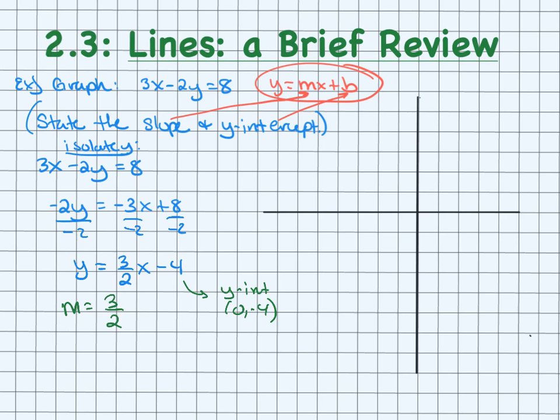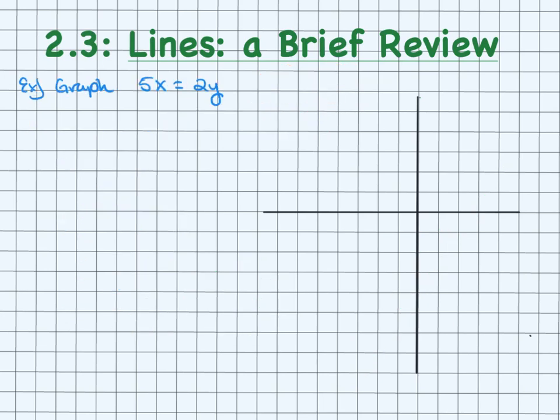So we're going to start at 0, negative 4. 1, 2, 3, 4. And we're going to travel up 3 and to the right 2. 1, 2, 3, 1, 2. And then draw in our line. And notice if we happened to go instead, make both of these negative, down 3 and to the left 2, 1, 2, 3, and to the left 2, we would still end up on our line.